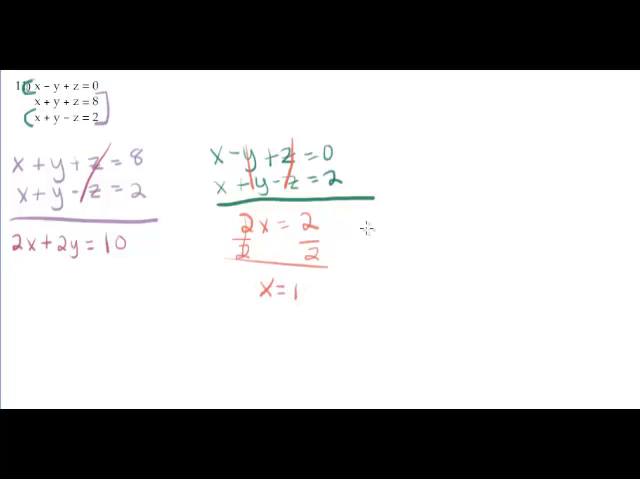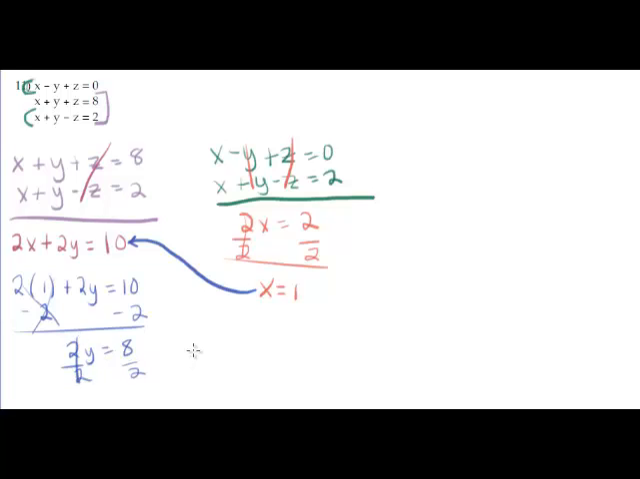You get x equals 1, so we already found our first thing. Now let's go back and put in our x somewhere where we have two variables, which is over here. So 2 times 1 plus 2y equals 10. 2 times 1 is just 2, so subtract 2 from both sides. 2y equals 8. Divide by 2. Y equals 4. So that's x and y.